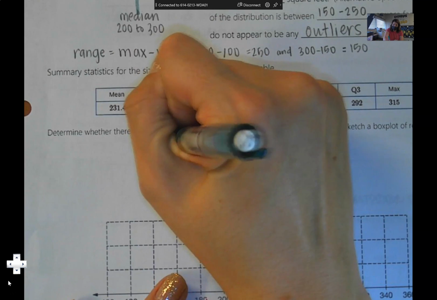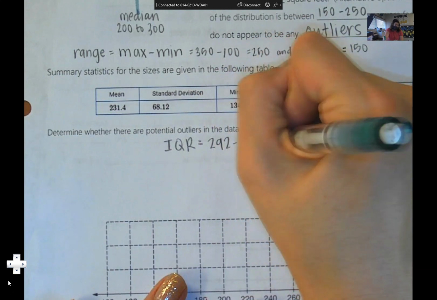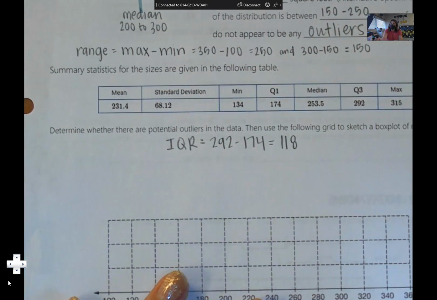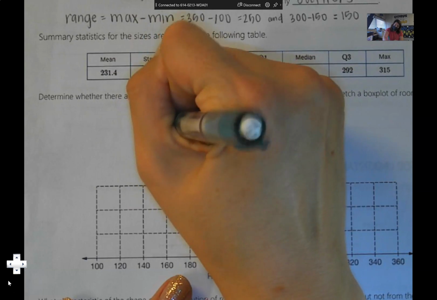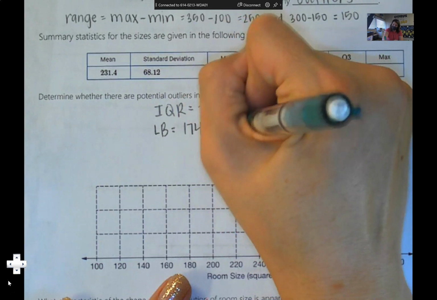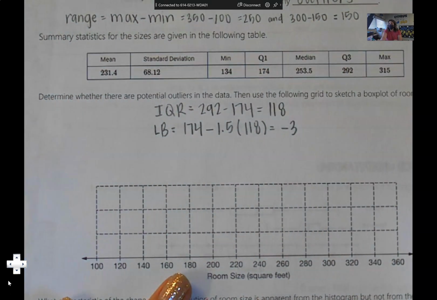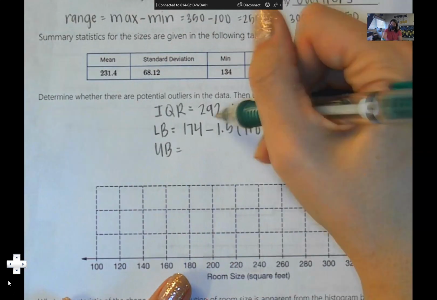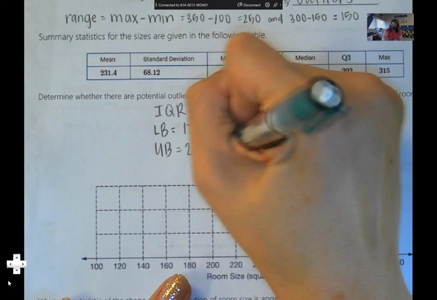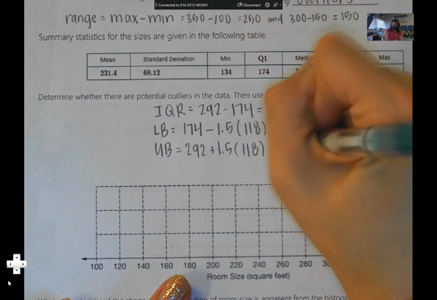So your IQR is 292 minus 174, which is 118. Your interquartile range is 118 square feet. Your lower bound is 174 minus 1.5 times IQR. So your lower bound is -3 square feet. Your upper bound is 292 plus 1.5 times IQR. That is 469.